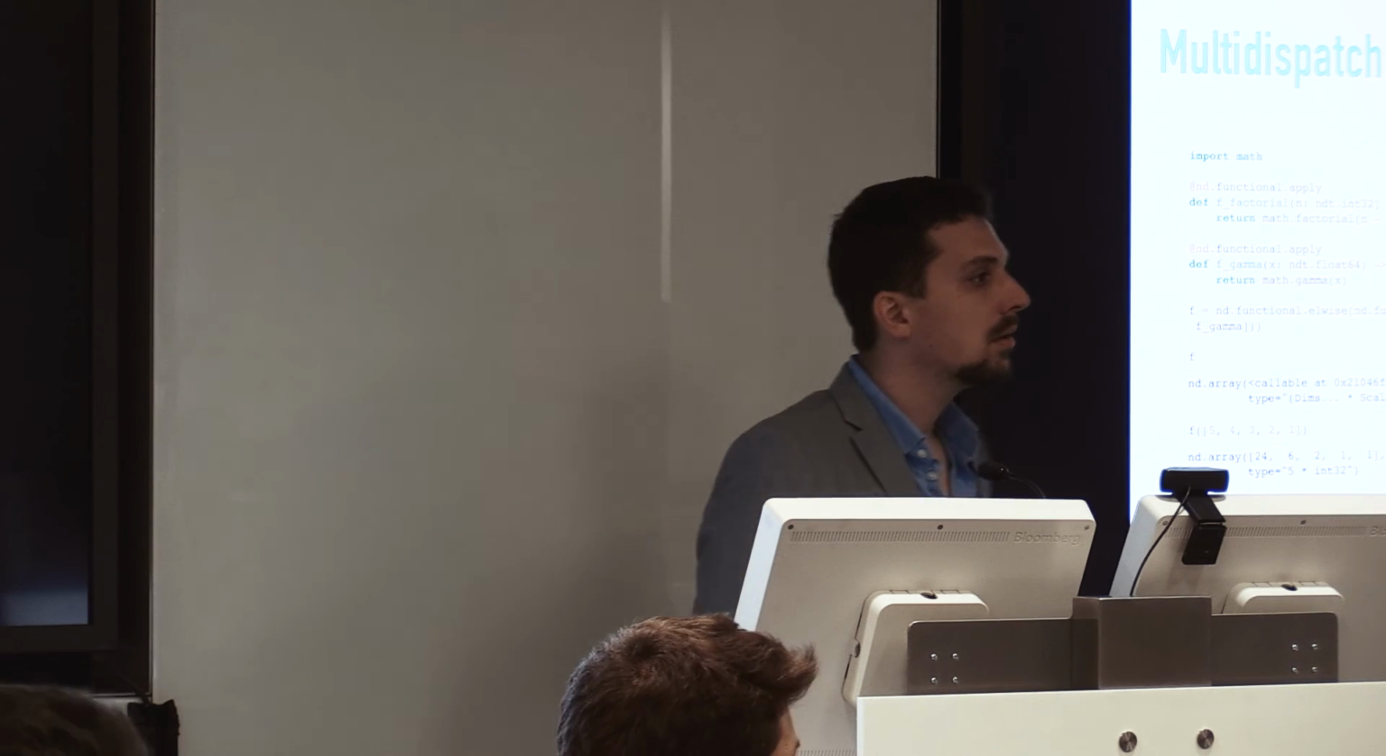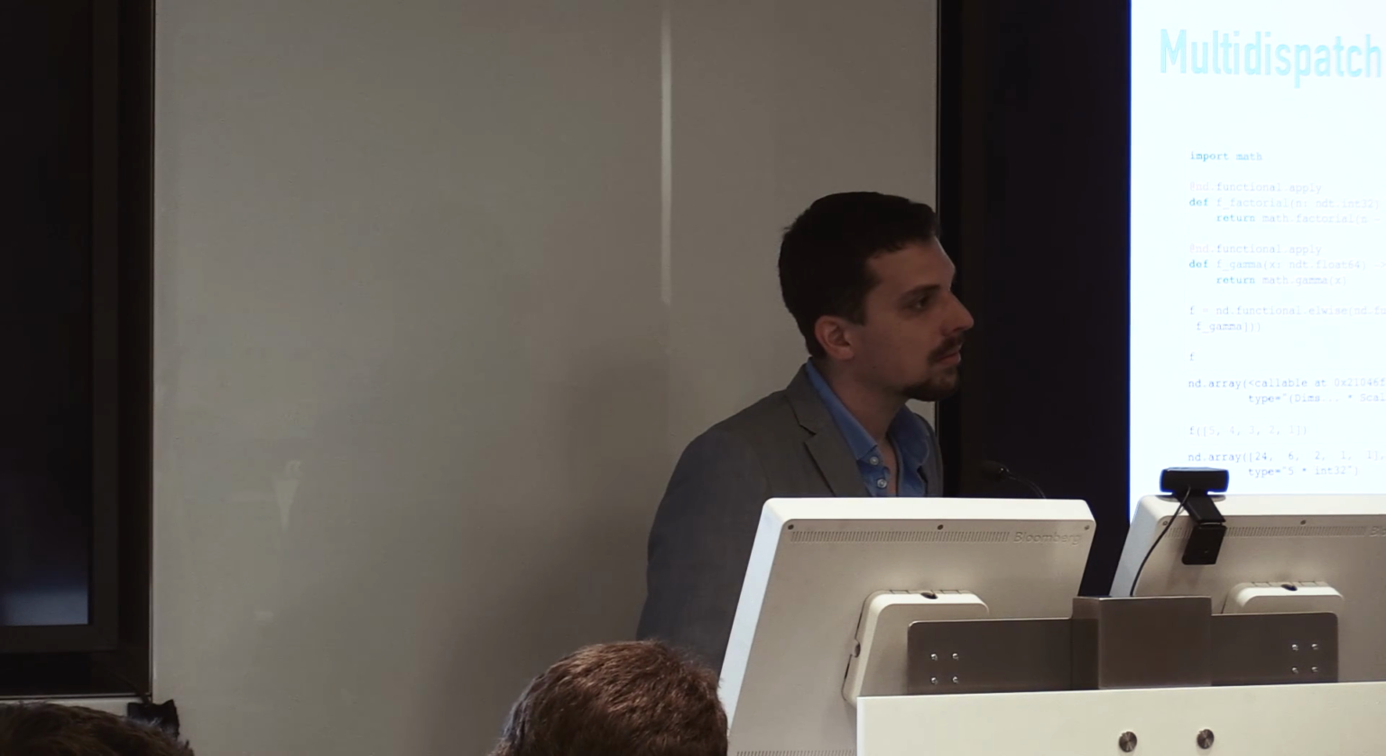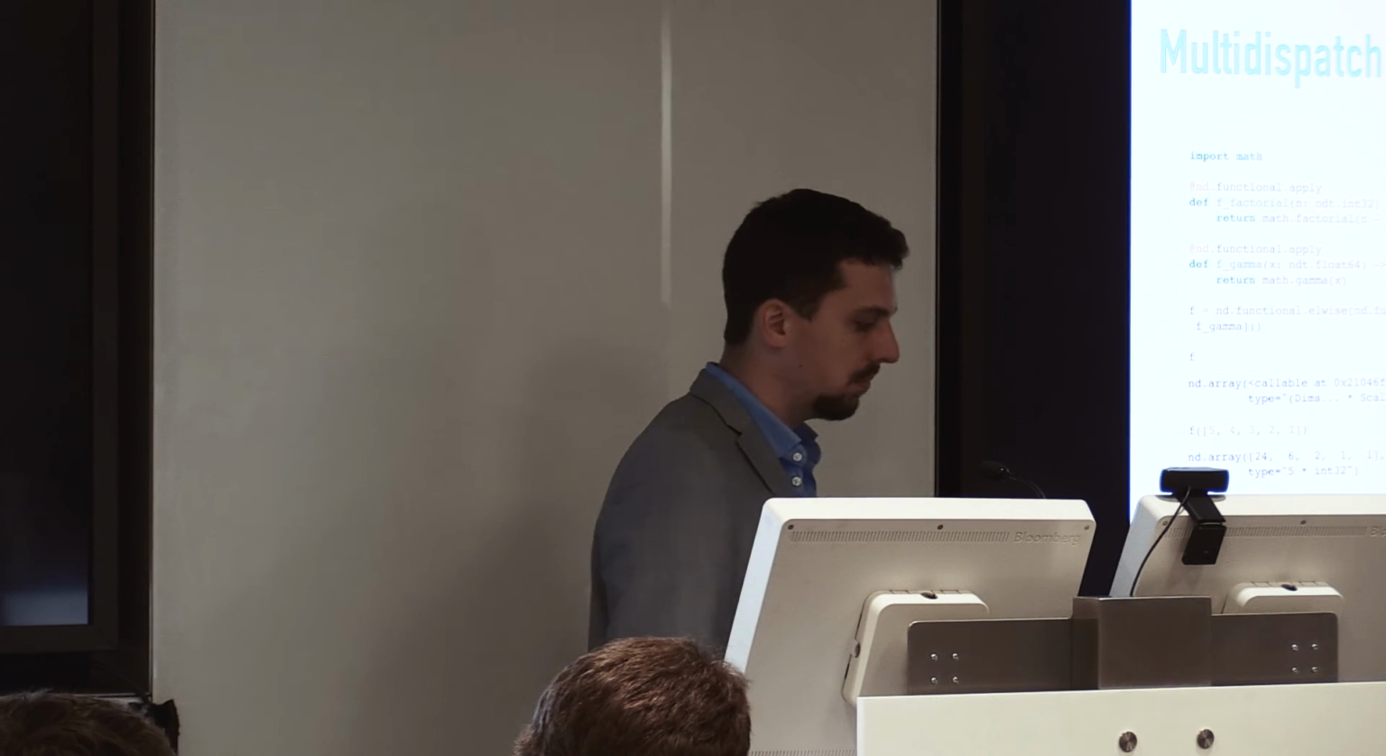How are missing values implemented? And would DyND be suitable if you have quite sparse data? Right, yeah. So good questions.